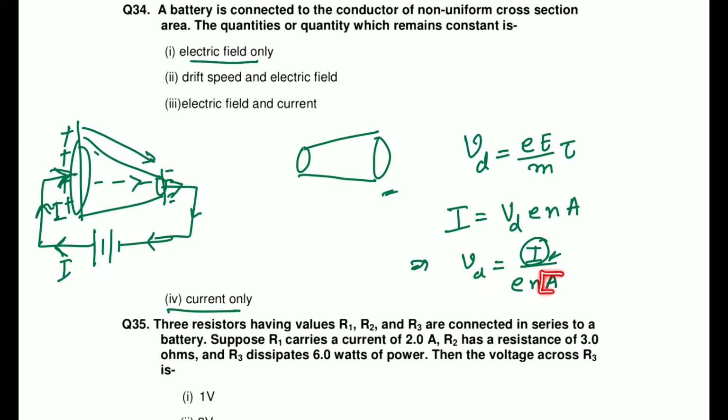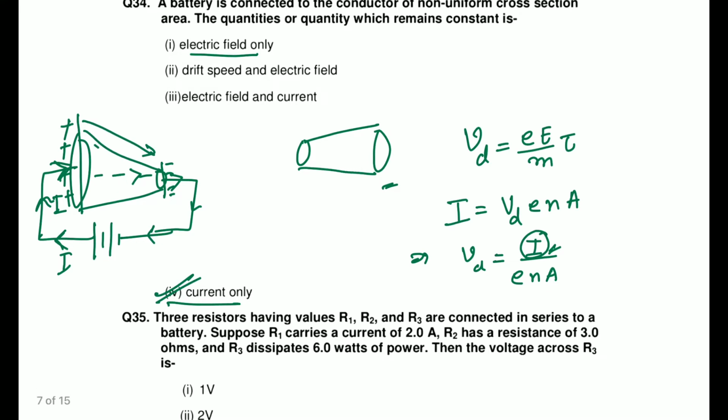On the other hand, you can see the area has been changed, because here the area is different, here the area is different. So if the area is changed, so should your drift velocity or drift speed. So drift speed will also be changed. Electric field has already changed. So electric field and current remain constant? Electric field again changed. Current only can be the answer. This is the answer to this question. I hope that is understandable.